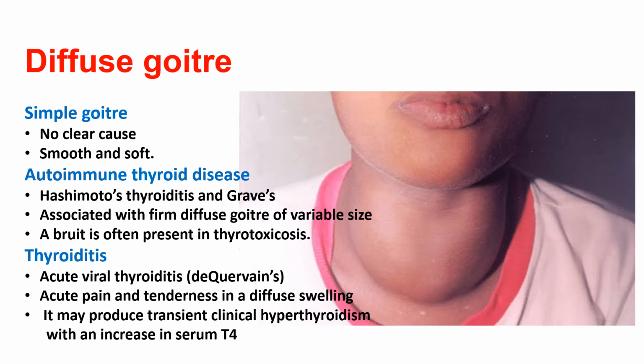Thyroiditis, as in viral thyroiditis, where there is pain in the gland referred to the jaw, and it is associated with an increase in the T4, which is a transient increase. Also, there is an increase in inflammatory markers such as C-reactive protein.